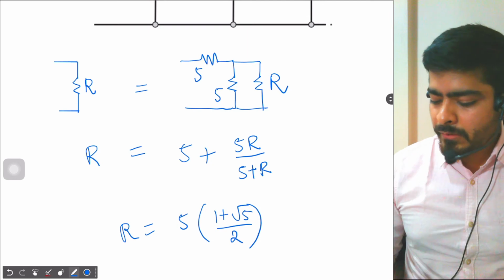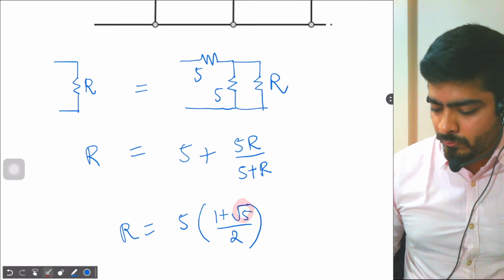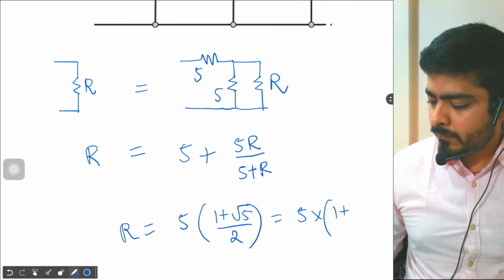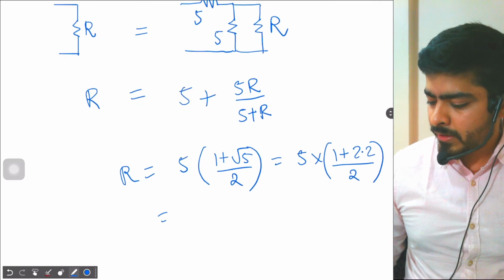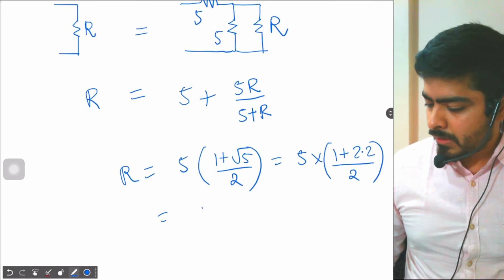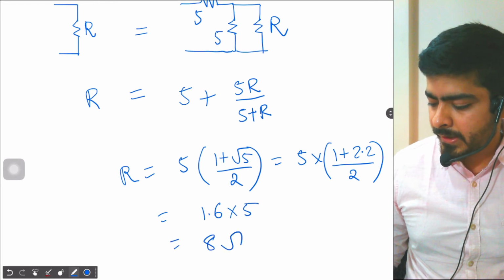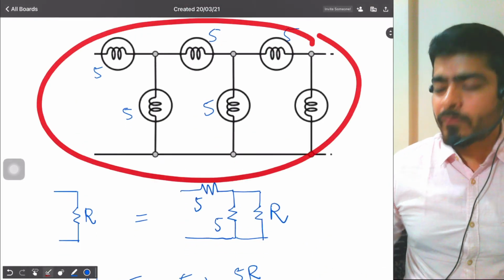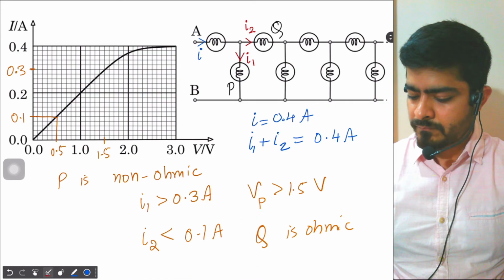Now when you solve this equation, you will get R to be equal to 5 times 1 plus root 5 divided by 2. Now in the question it is given that take root 5 to be approximately 2.2. So this should be equal to 5 times 1 plus 2.2 whole divided by 2. So you get this to be equal to 1.6 times 5, so that is 8 ohms. So the net resistance of this ladder should be 8 ohms. Now let's go back to the question.